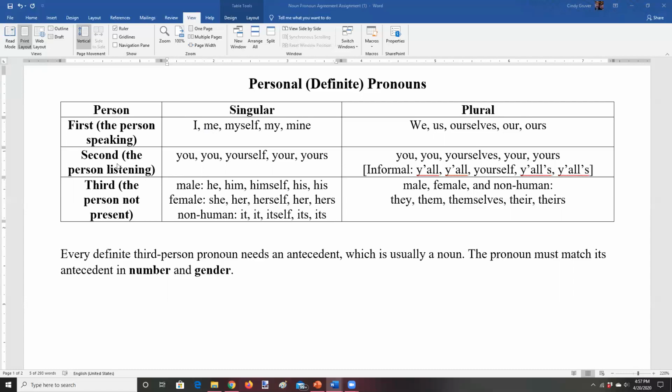Let's look at the second person. So I already explained what it is. So you, and the reason why I've repeated it is that we don't change you whether it's the subject of the sentence or the direct or indirect object of the sentence.